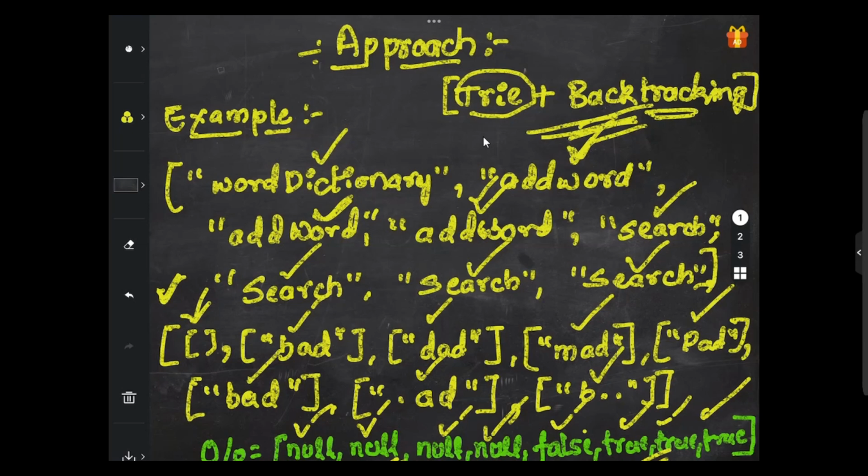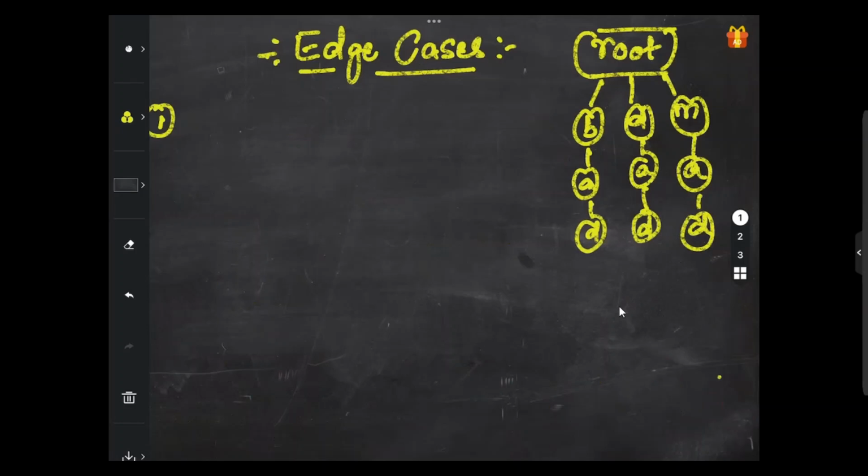So in this case, I hope the approach is completely clear. We are going with the trie and backtracking, right? So I hope this is clear. Next, we will discuss the edge cases one by one. So here, let's consider the first edge case. This is the first example that we are considering, so it will be easier.